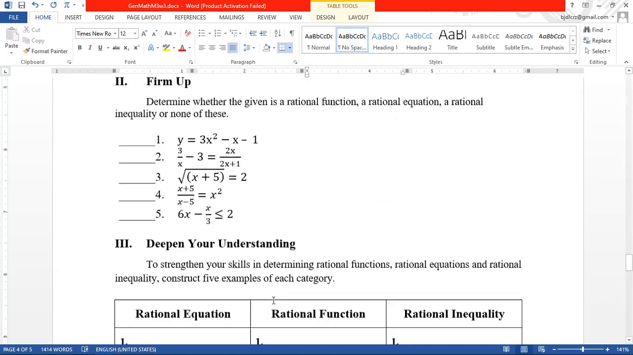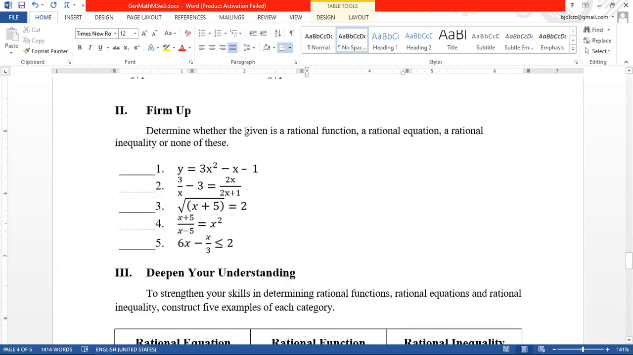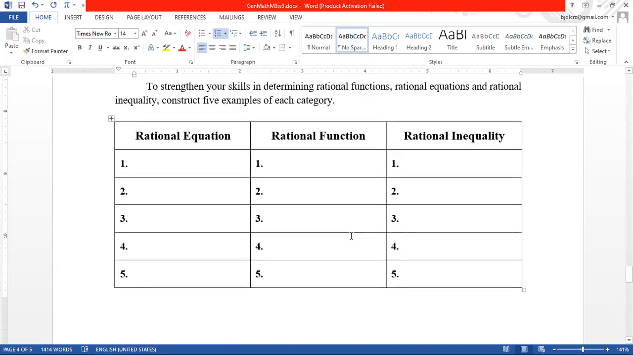Okay, for your firm up, determine whether the given is a rational function, a rational equation, a rational inequality, or none of this. So answer the following. For your DPEN, to strengthen your skills in determining rational functions, rational equations, and rational inequality, you need to construct or create 5 examples of each category for rational equation, rational function, and rational inequality.